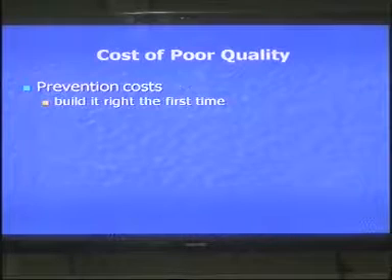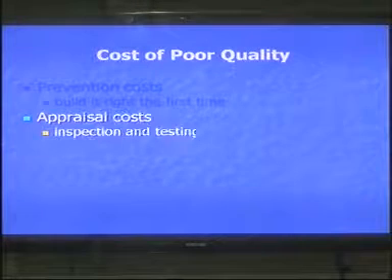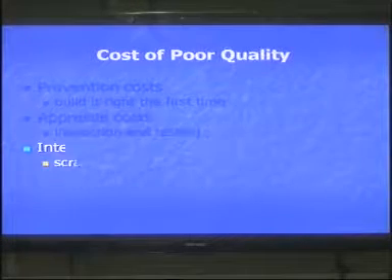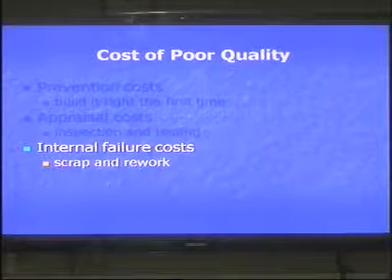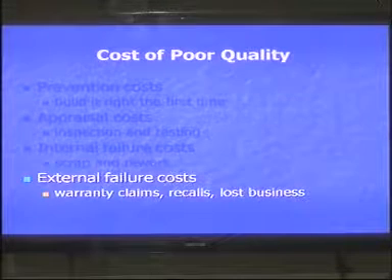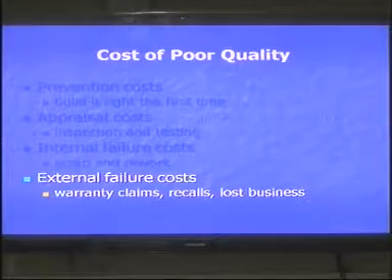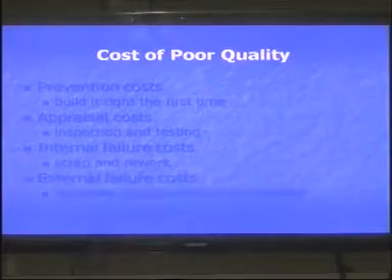But if you produce poor quality goods, you still have to pay a cost. What is that cost? Prevention cost, build it right the first time. Appraisal cost, inspection and testing cost. Internal failure cost, scrap and rework cost. And external failure cost, warranty, claims, recalls, and the lost business.